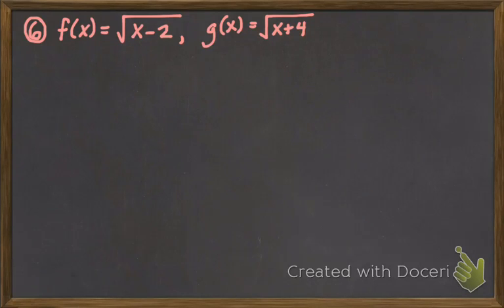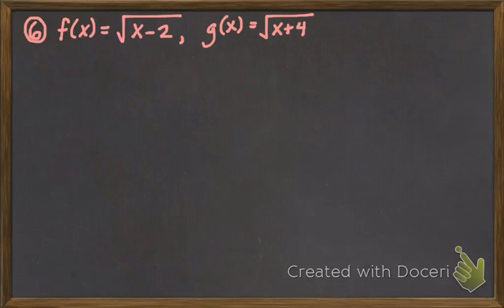On number 6, we're switching gears because now the directions told us to find the quotients of these 2, both possibilities, f over g and g over f. But again, we start by finding the domain of each of the functions we're working with.